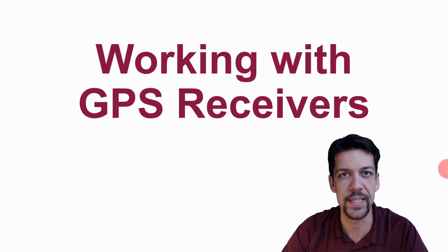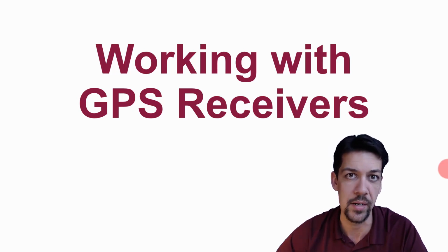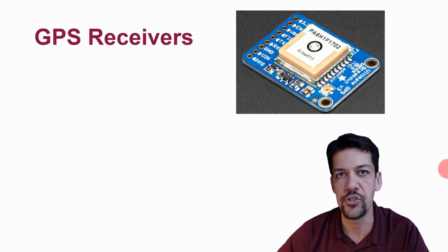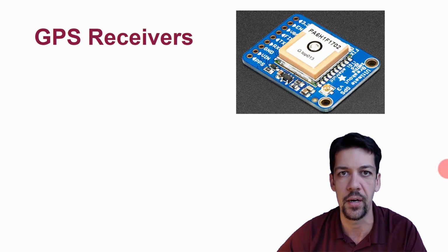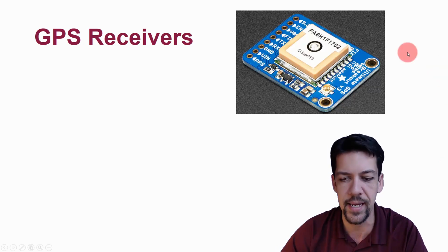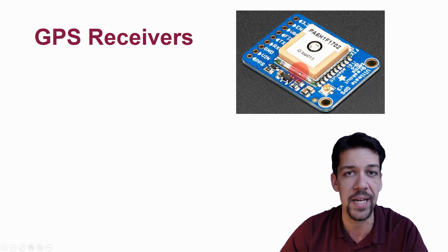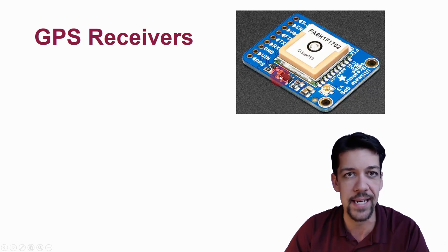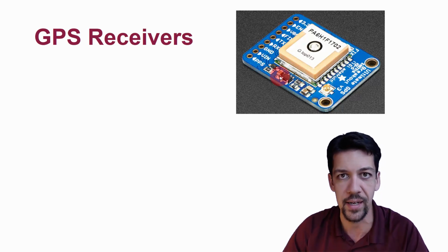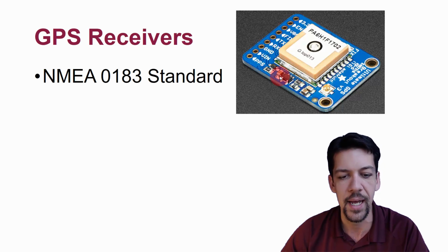GPS is such a powerful technology, it's natural that we want to use it in our designs. GPS receivers often come in little packages like this. This is the one we're using in our projects in this class. It consists of a GPS antenna, which is this little square thing, and underneath there is a GPS processor that's doing all of the signal processing and reception and math that it takes in order to get a good, accurate location from the satellite system.